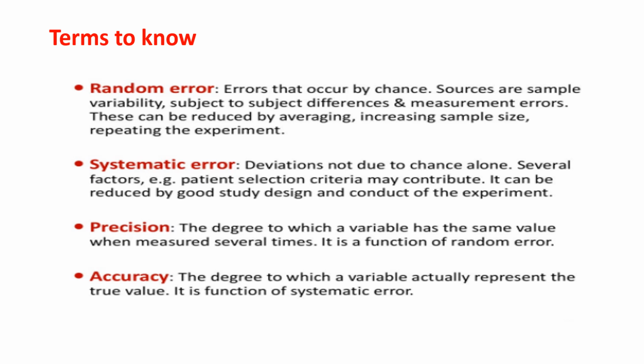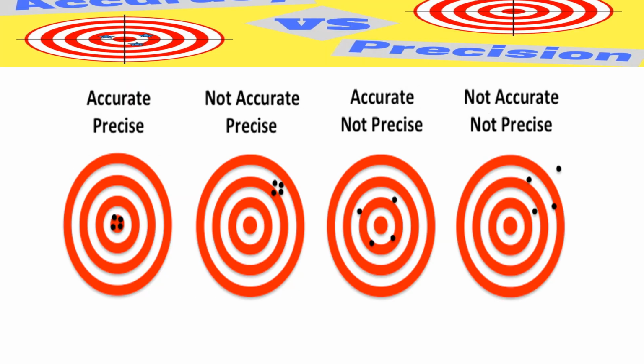Precision is the degree to which a variable has the same value when measured several times. It is a function of the random error. So what is accuracy then? It is the degree to which a variable actually represents the true value. It is a function of the systematic error. So let's get a very clear idea of the difference between accuracy and precision.